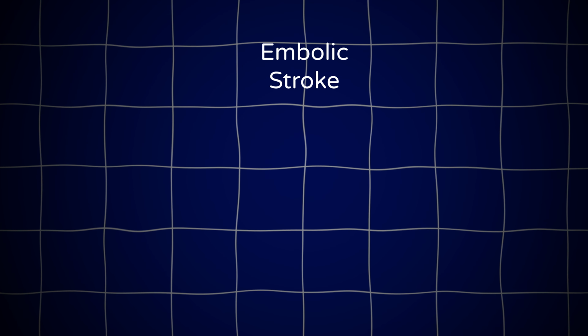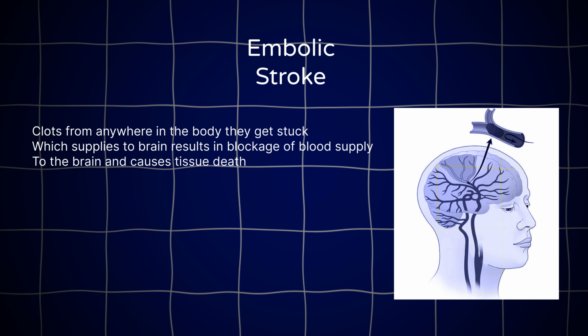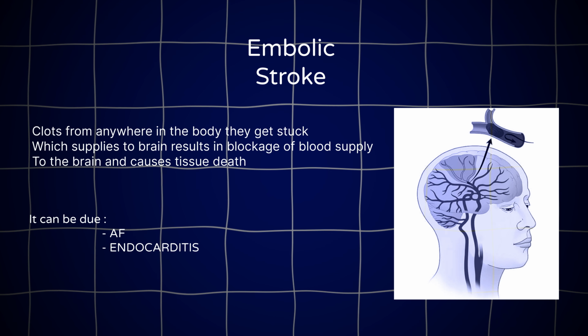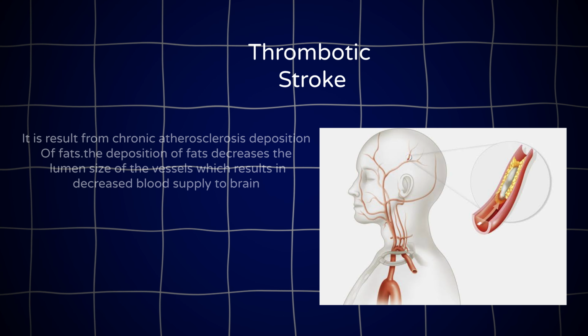So let's talk about embolic stroke. Embolic strokes are the ones in which clots from anywhere in the body get stuck in the vessels that are supplying the brain, resulting in blockage of blood supply to the brain and tissue death. So it can be due to atrial fibrillation or can be due to endocarditis. Both are conditions in which clot is formed in the heart, and those clots block the arteries of the brain. Next one is the thrombotic stroke.